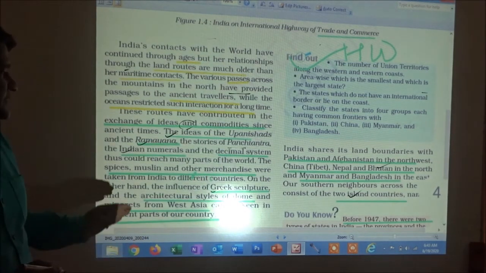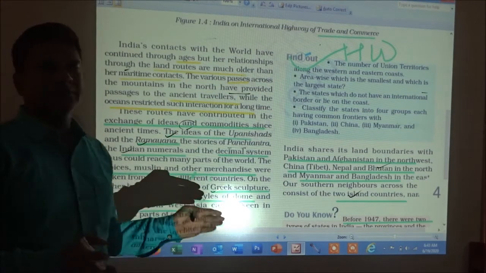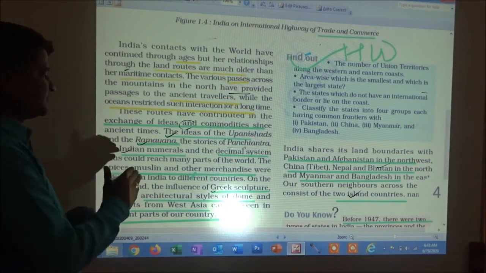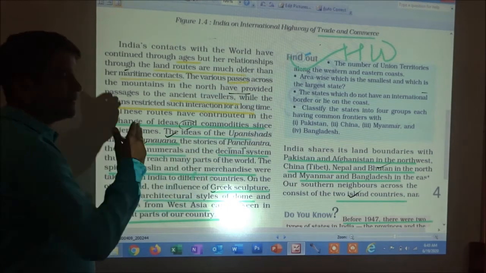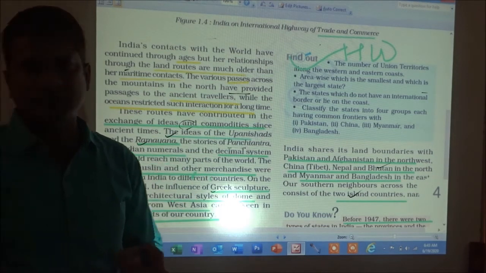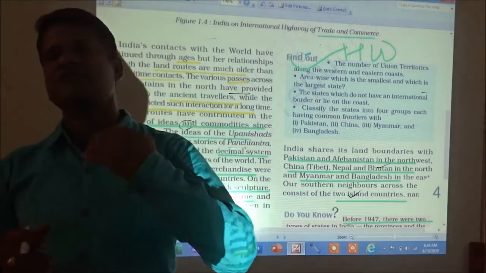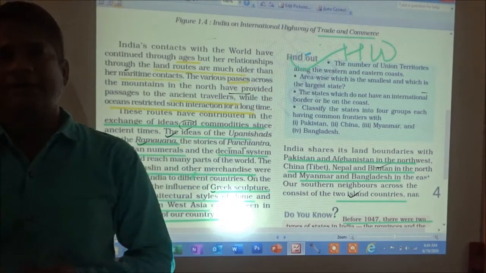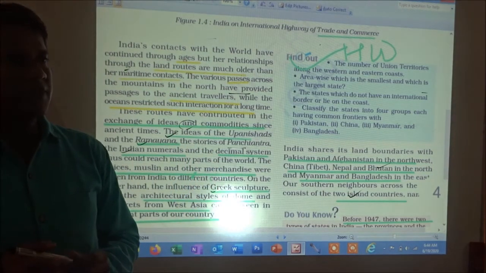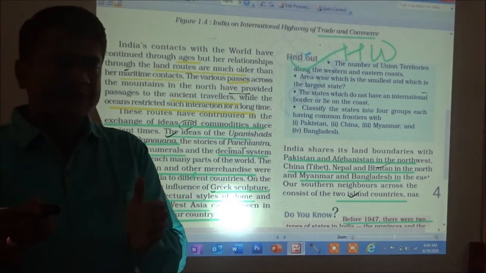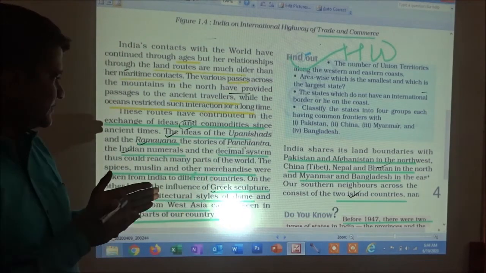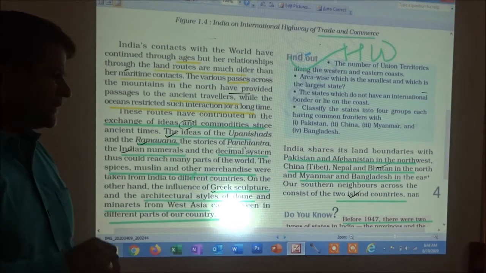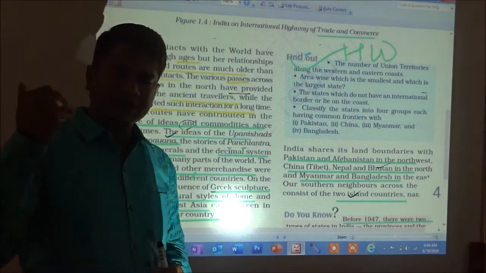Similarly, most of the merchants came to India especially for spices, muslin and other important things which were available only from India. And this is also an important fact that India is the nation which introduced spices, especially to European nations. So India is also famous for this, and these are contributions. There are many more contributions which India made.